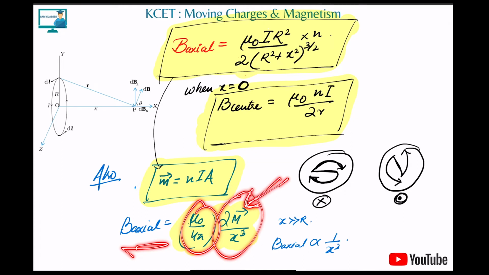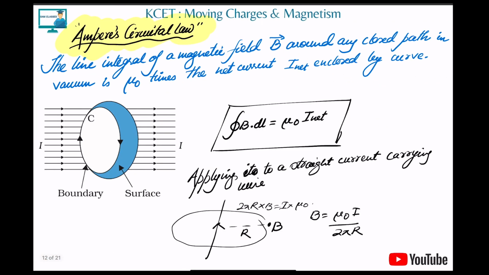Next, B axial is equal to mu naught by 4 pi into 2M by x cube, in terms of the dipole moment, the magnetic moment M. So here what we see, very important, B axial is proportional to 1 by x cube. So if we change x, how will the field change? We'll see how the questions are given in the PYQ zone, in the KCT part. The formulas you should know, and the application is very simple, so don't worry.